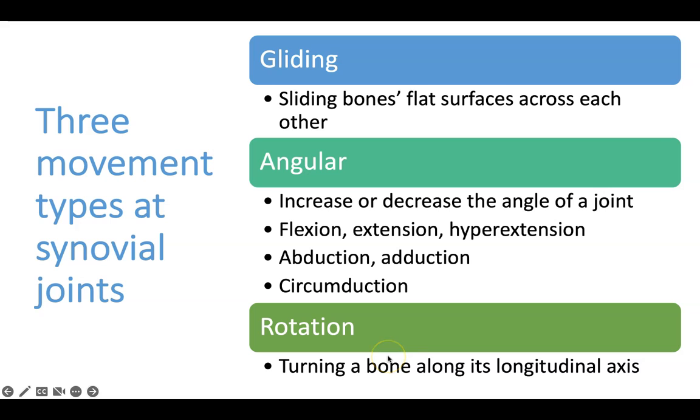And then finally, there's rotation. It's turning your bone along its longitudinal axis. A great example of that would be the radius. As you are supinating and pronating, your radius at the radiohumeral joint is going to be rotating.